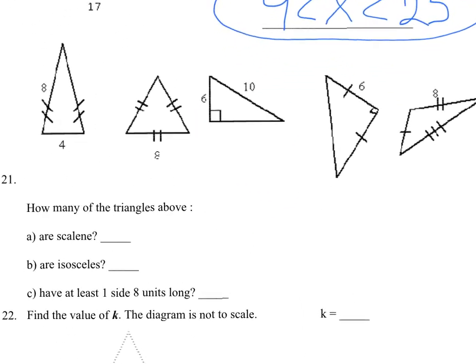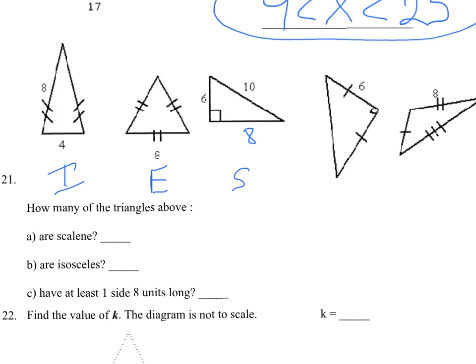Okay, 21. How many triangles above are scalene? Remember, scalene are the ones that have sides where none are congruent. Well, let's label the first one. It's got two congruent sides, so it's isosceles. The next one has three sides that are congruent. That's equilateral. All sides are congruent. This one, we have to find the second side. If you use the Pythagorean theorem, or you just remember that that's a perfect triple, that's a 6, 8, 10 triangle. None of them are congruent, so that's a scalene.